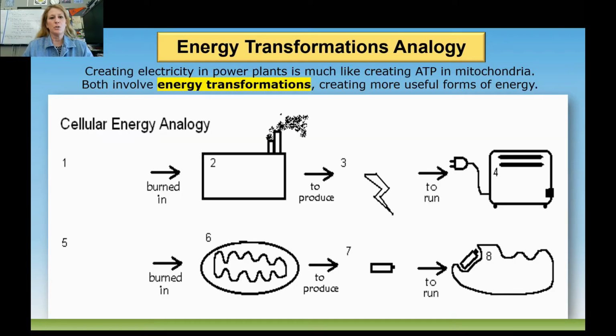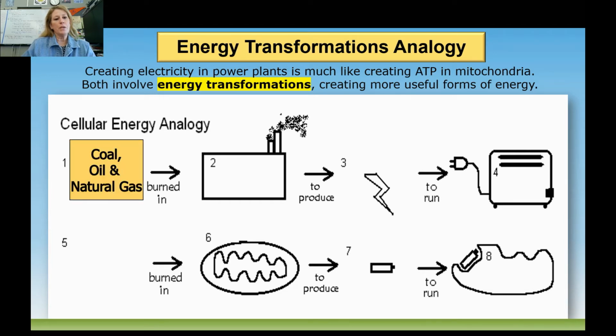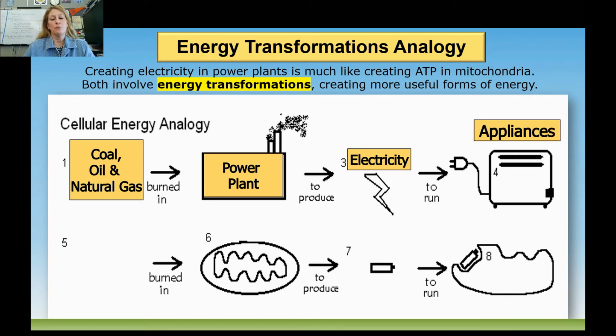So this analogy is going to look at how that energy is transformed. I'm going to walk you through the top number one, and then we're going to relate it to what we've been talking about, and that is ATP, more specifically the mitochondria. So let's start here. We have coal, oil, or natural gas, a type of fuel. It's going to be burned in a power plant. It's going to produce electricity, and then that electricity is a usable form of energy that we can use to run our appliances.